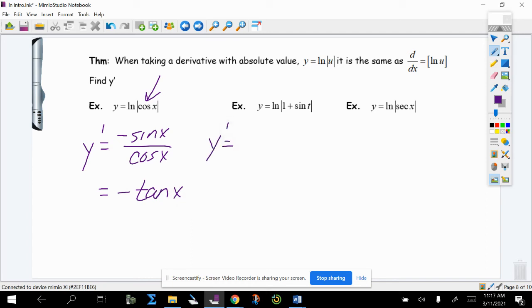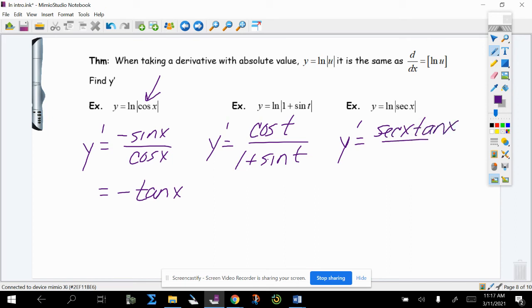Next one, derivative of 1 plus sine t is cosine t. Looks like the word cost. And then over the original. And that does not simplify. I know it kind of looks like there should be some sort of identity, but there is not. And then the last one, secant, the derivative of secant is secant tangent over the original u, which was secant. This one also will do some really quick simplifying. You can cancel your secants and get just tangent.